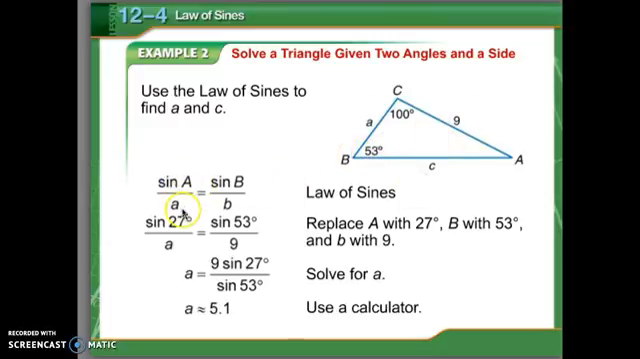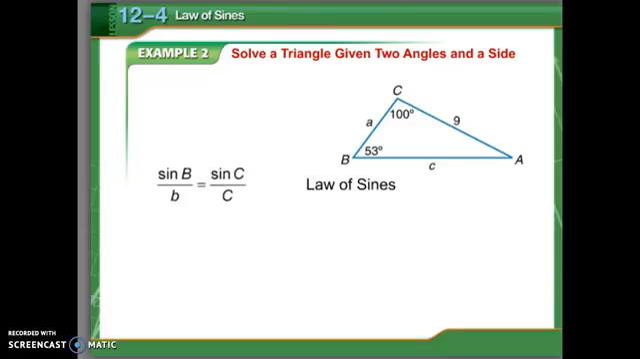So the sine of A over side A is equal to the sine of B over side B. Angle B is 53 degrees and side B was 9, so we're going to take this relationship. We're going to cross multiply and solve for A. When you do that, you will end up with the expression 9 sine 27 divided by sine 53. Plug that in your calculator and you're going to get that A is about 5.1 units long.